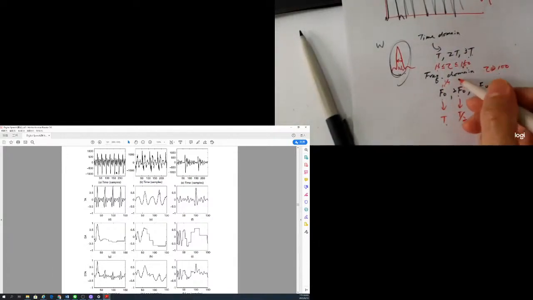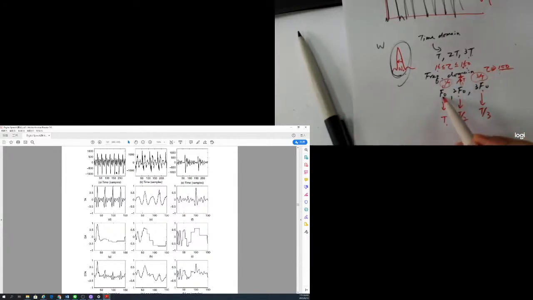This one is like a 2T. This one is 2F0. So it's more like 2T over... it's T over 2, T over 2. So you can see, and this one is 3 over T. Because your speech frame, if your T becomes bigger, your F0 becomes smaller. So you are easy to find 2F0, 3F0.